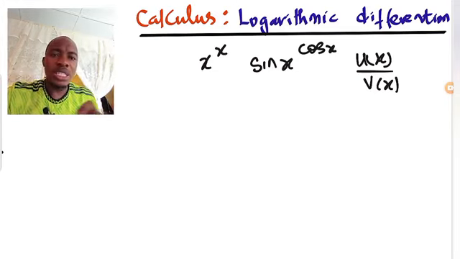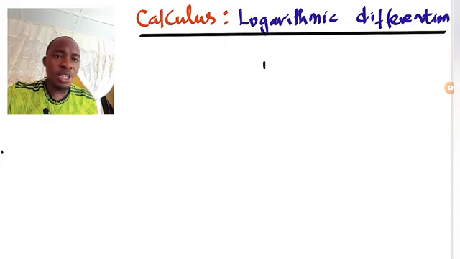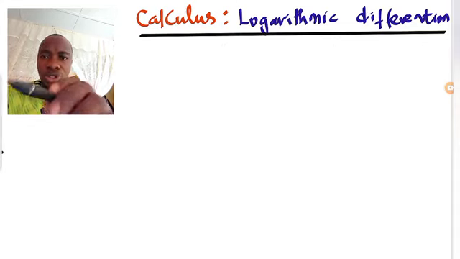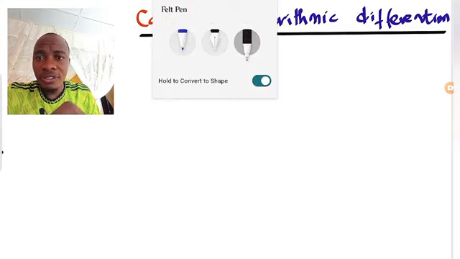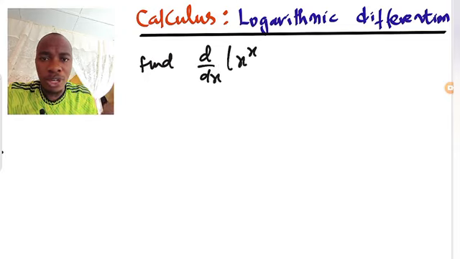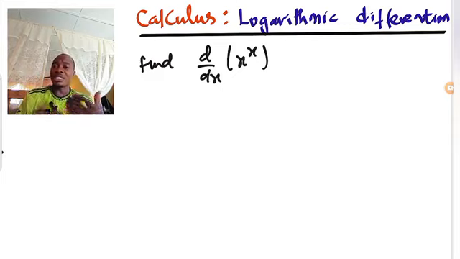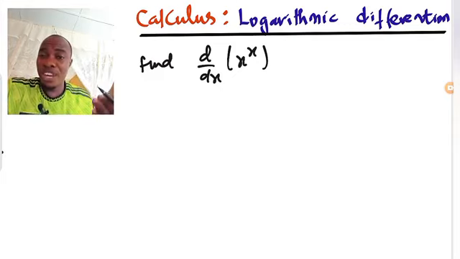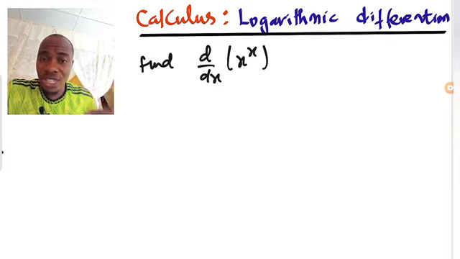So now let's see how we can do this. I have the first problem here. The first problem says we should find d/dx of x to the power of x. That is the differential coefficient of x to the power of x. So what I want to know is dy/dx of x to the power of x.